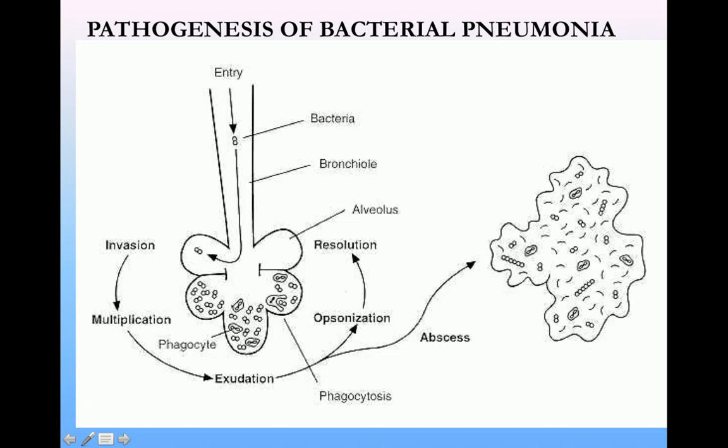When the patient starts recovering, these pneumococci are phagocytosed by the macrophages by the process of opsonization or phagocytosis. The mononuclear cells digest the debris, and this consolidation is resolved, and this is known as resolution, and the patient becomes all right. So this is the diagrammatic pathogenesis of Strep pneumoniae causing pneumonia.